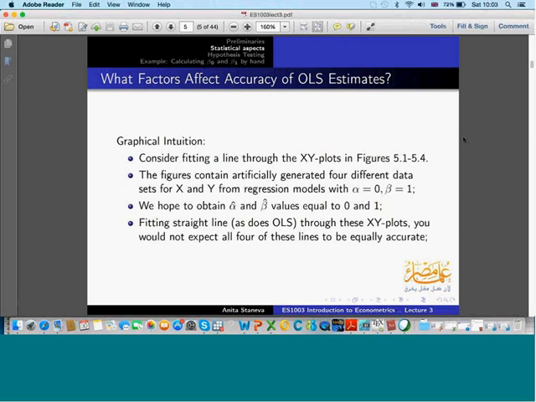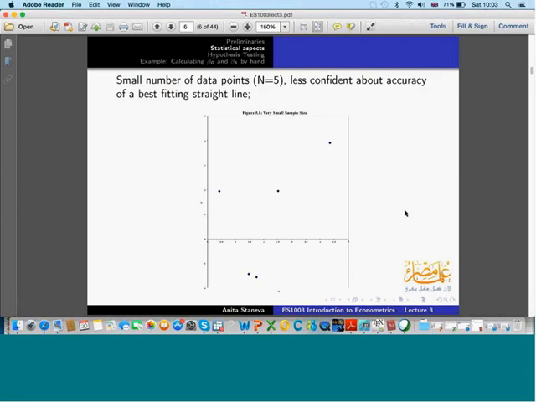So fitting the straight line as ordinary least squares does to these XY plots, we would not expect that all of these lines are going to be equally accurate. So we're going to ask ourselves how confident we can be about how accurately this straight line is going to fit all these points. So let me show you the examples.